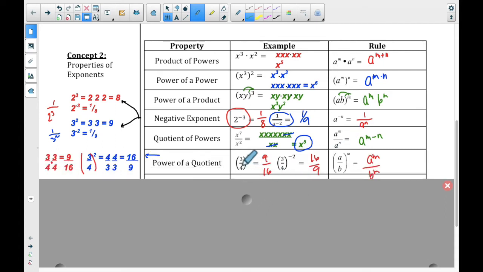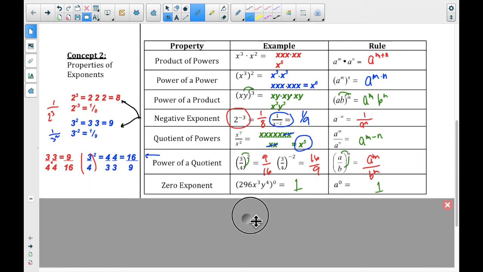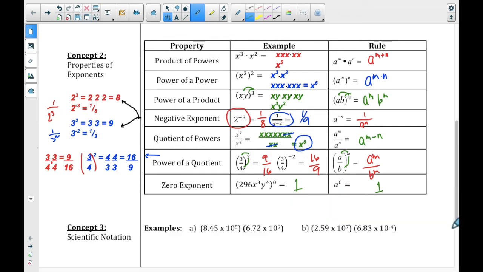Power of a quotient, we multiply the whole quotient times itself, the whole fraction times itself. And if it's a negative, we flip it upside down. So another way to think about this is 3 squared is 9, 4 squared is 16. So yeah, you could basically distribute that m to the numerator and to the denominator. And anytime we have anything to the 0 power, it is 1. Okay, we're going to now spend some time working through some examples that use those.